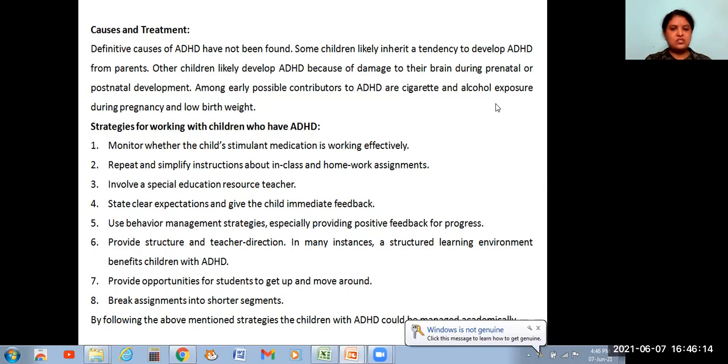In many instances, a structured learning environment benefits children with ADHD. And talking in terms of providing opportunities for students to get up and move around, break assignments into shorter segments, and also by following such strategies, you can help the children with ADHD. And also, when we talk in terms of these strategies, ADHD children could be managed by taking help from others also.